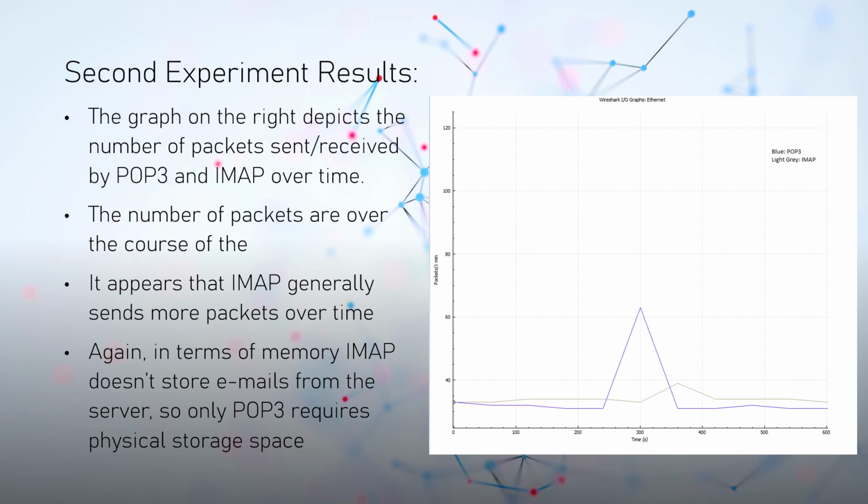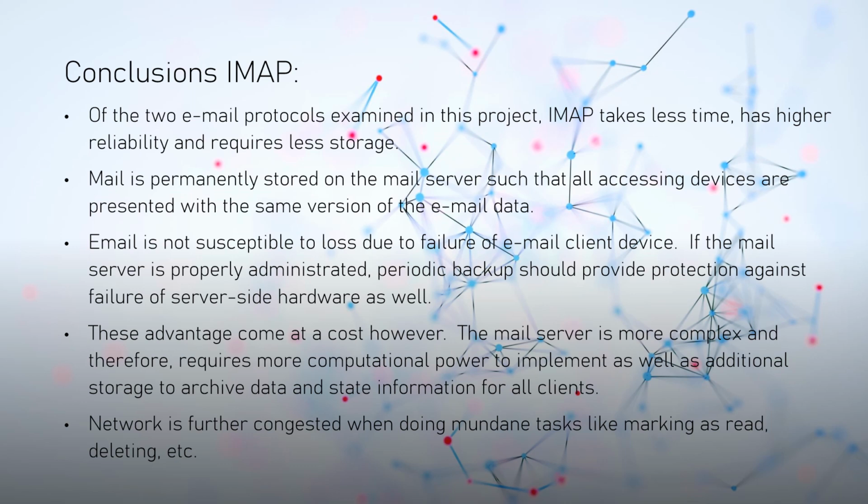So these are the results of that. We can see that generally IMAP generates more network congestion than POP3, except at some point POP3 generated a lot more. I looked at the data, but I'm not really sure why that's the case. In terms of other resources, POP3 also makes you store the emails locally, so you're using memory, while IMAP does not do that.